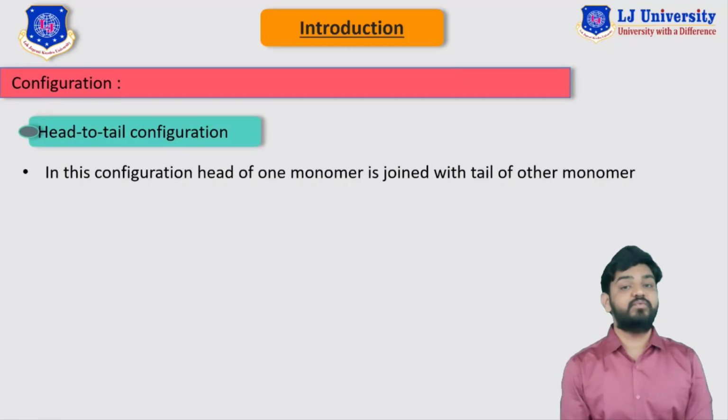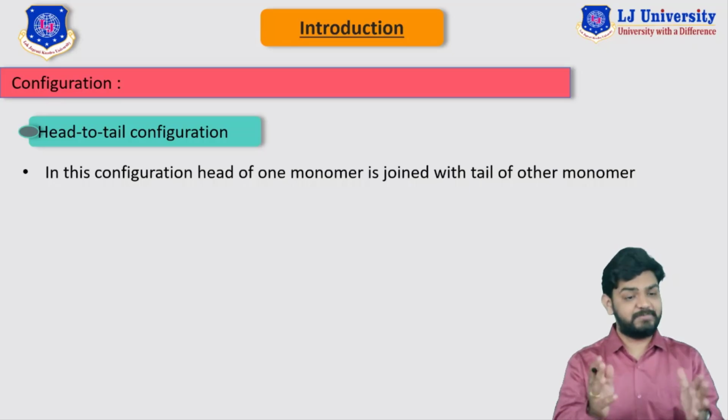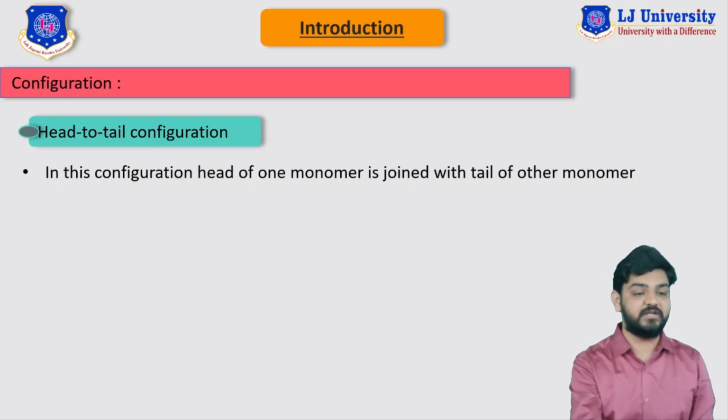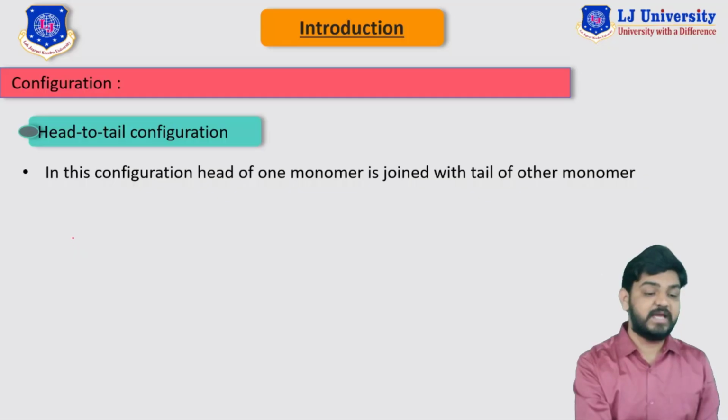We have three different types of configuration. The first one is the head to tail configuration. To explain these three categories of configuration, let me take a pen. The first one is the head to tail configuration. To explain this, consider the example of the monomer called vinyl chloride.